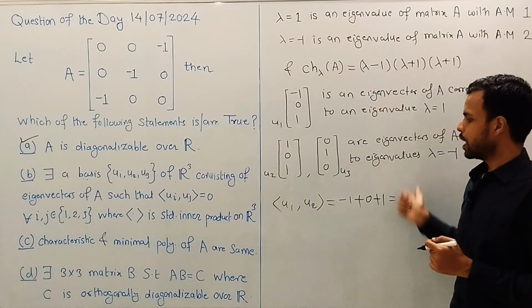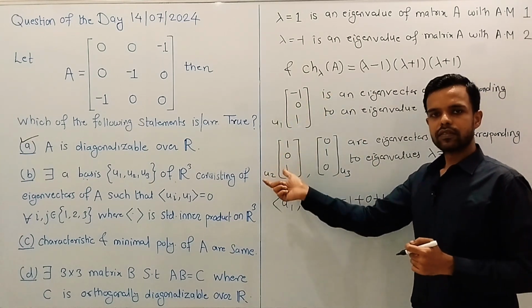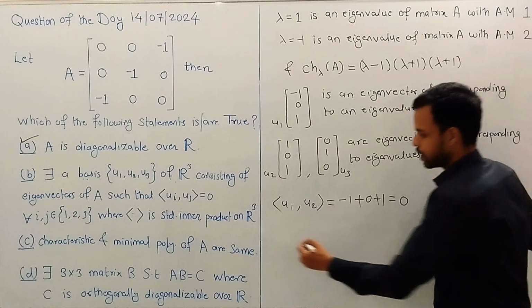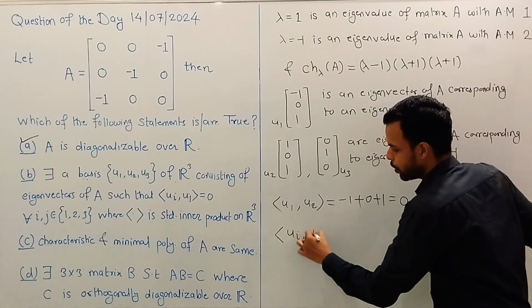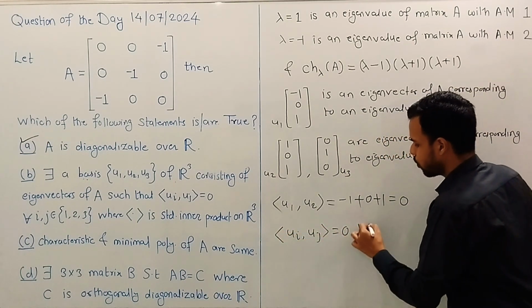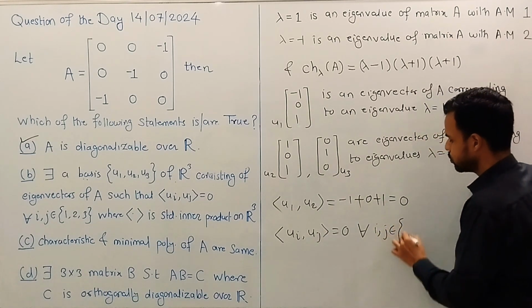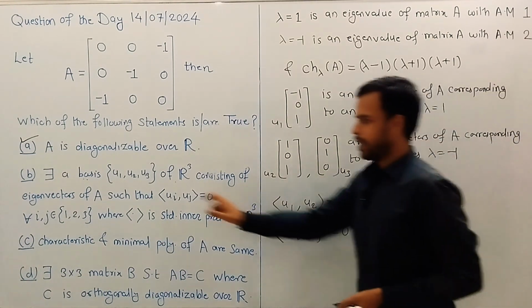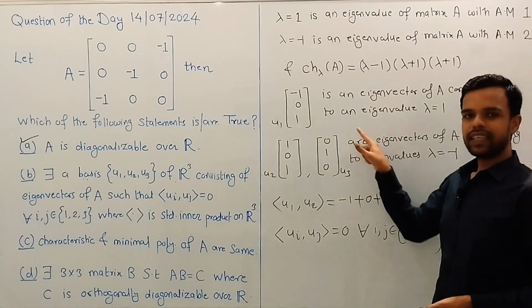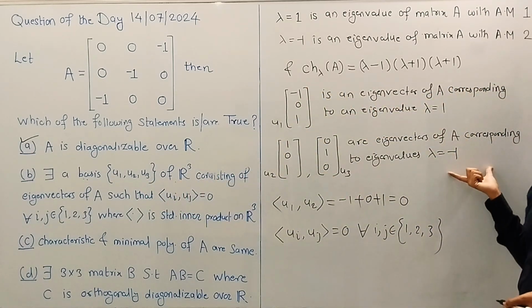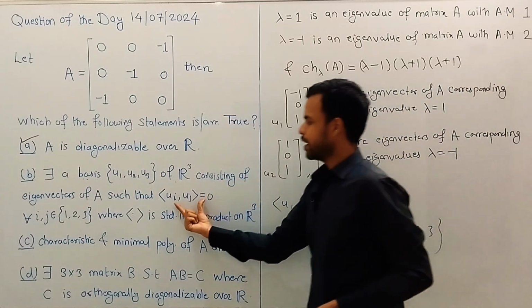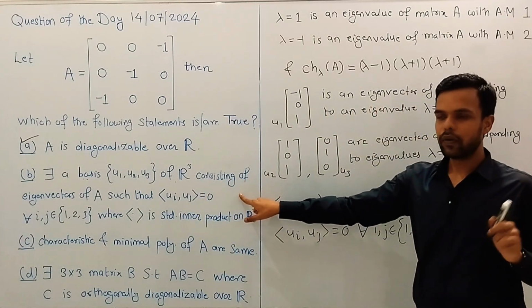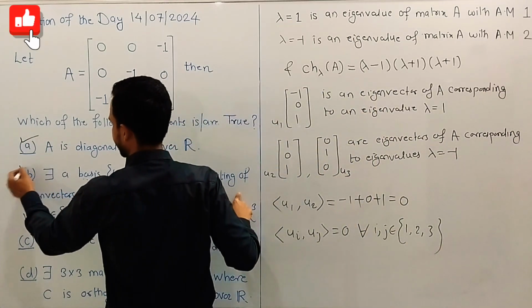Similarly, you can show that for any two vectors among these three, the same condition holds. That is, the inner product of ui, uj is equal to 0 for every i, j belonging to 1, 2 and 3. So there exists a basis of R3 consisting of eigenvectors of A which satisfy this condition. So the statement in B is also a true statement. So we mark it as correct.